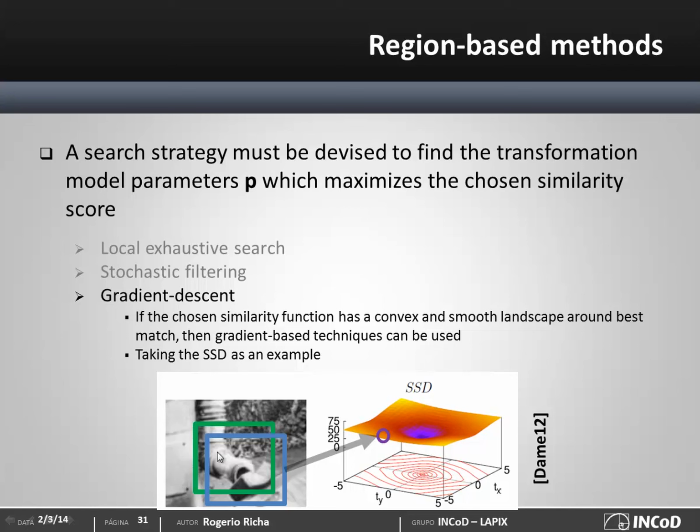Assuming that, in this example here, a green rectangle is my reference image, the result of the computation of the SSD score for this blue rectangle here, for a plus minus 5 pixel displacement around the optimal place of alignment, gives me this curve that we see on the right. So we can clearly see the convex and smooth nature of the SSD in this example.